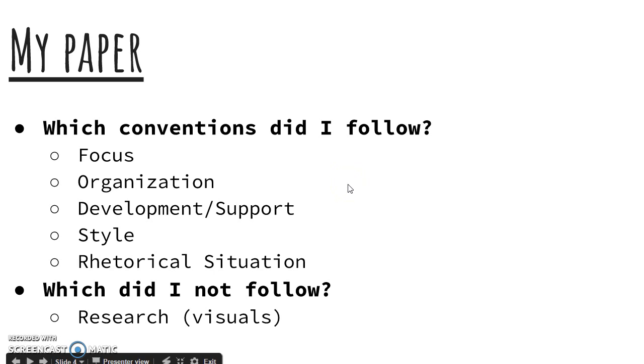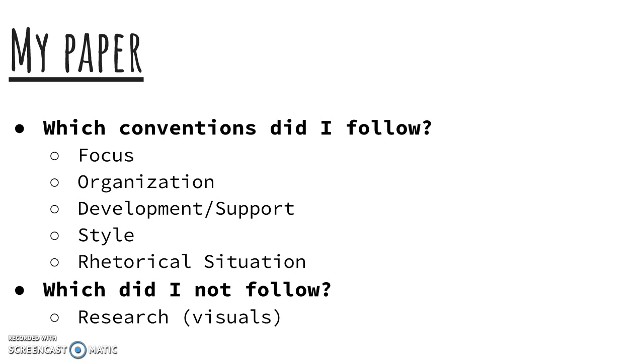In the focus category, the articles within the journal all have narrow topics and stay on topic. They stick to their main claims. I did the same for my paper. In the organization category, the articles tend to be very well organized and most have subheadings. I used subheadings in my paper to organize it as well. For development/support, the articles used observations, research, illustrations, examples, and facts. Although I did not use all 5 of these, I did use research, examples, and facts to support my ideas.